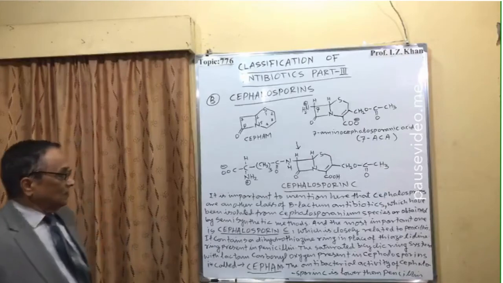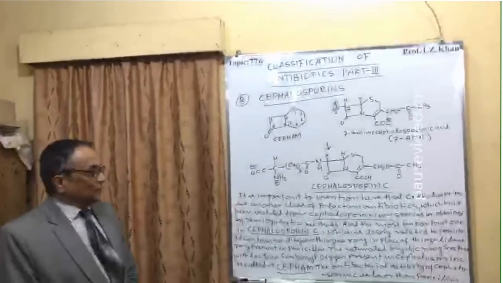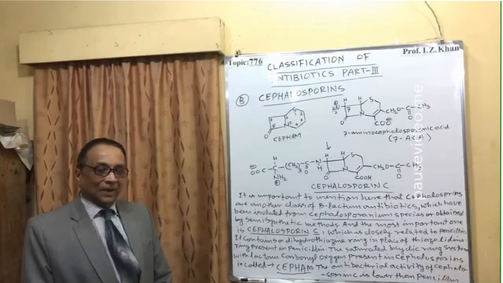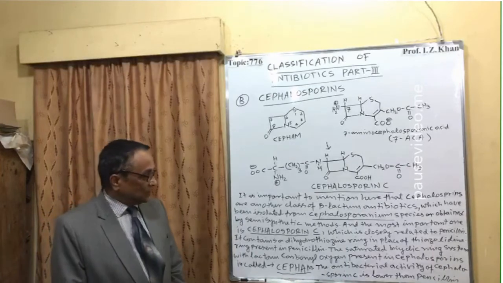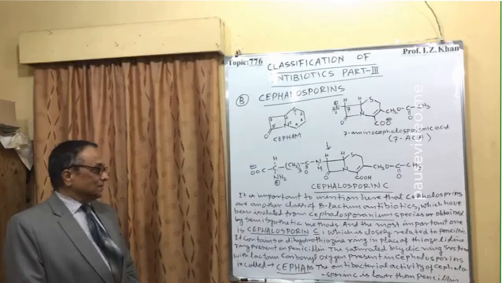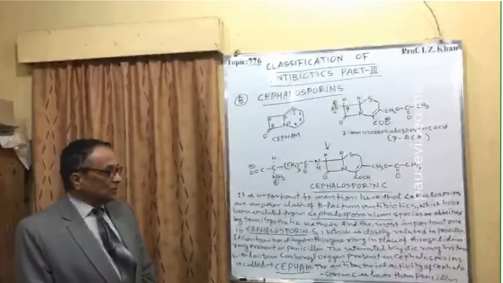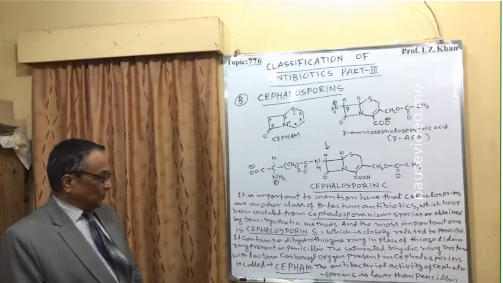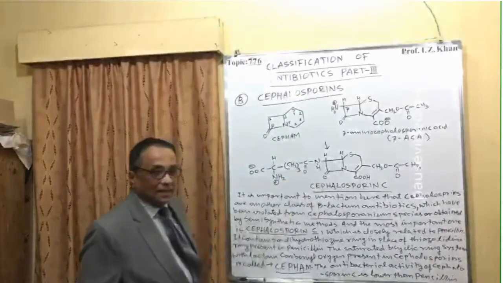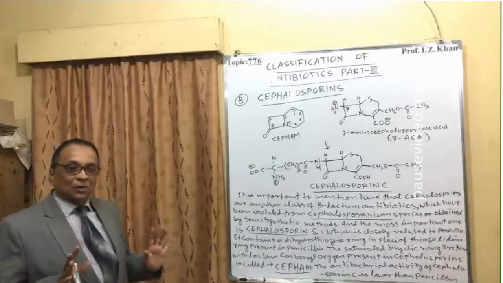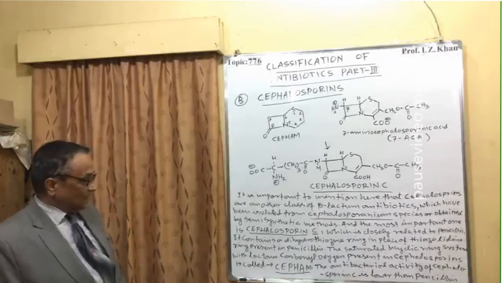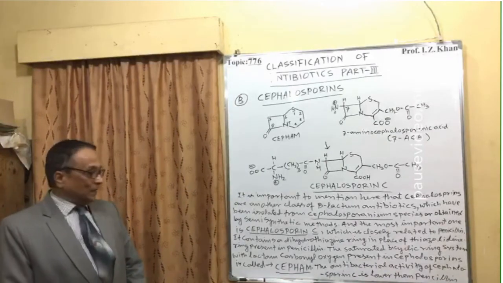These have been isolated from cephalosporin species. Actually, it is isolated from a plant source called Cephalosporium species, or we can obtain it by semi-synthetic methods. The most important one is called cephalosporin C. This is the most common one out of all these beta-lactam antibiotics which contain a 6-member ring, closely related to penicillin.